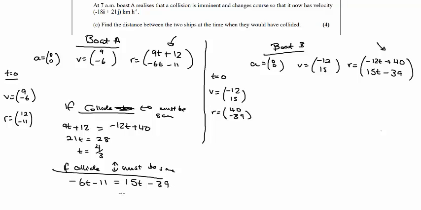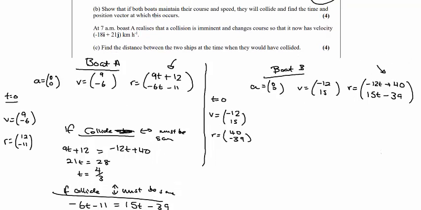So let's do that. If I bring that over, I get 21t here. If I take that over, I get 28. I get the exact same t. Can you see it? At the same time, they've got the same i positions and the same j positions. Therefore, they must be in the same position. Therefore, they have collided. It's not like a boat can stand on top of another boat. They have collided.